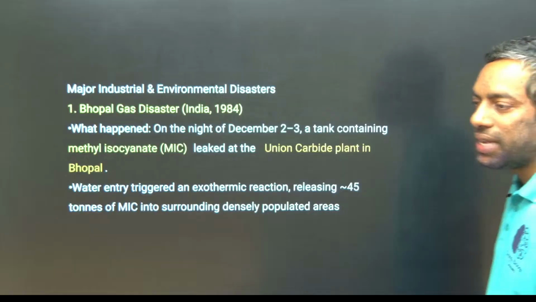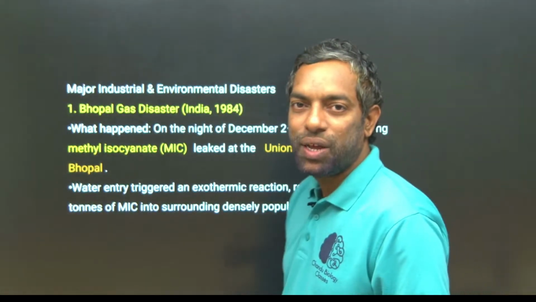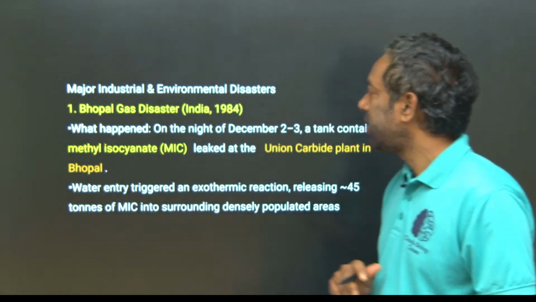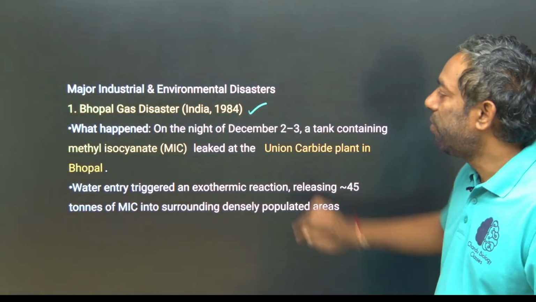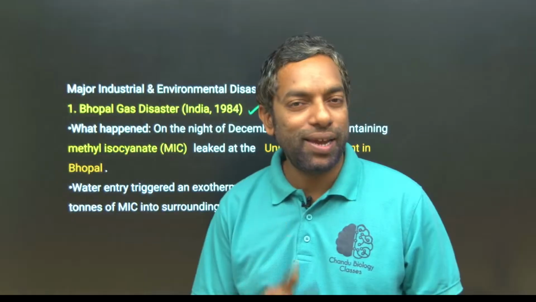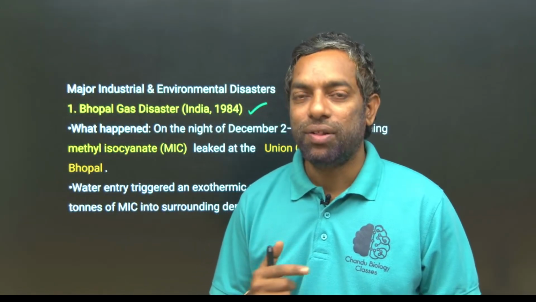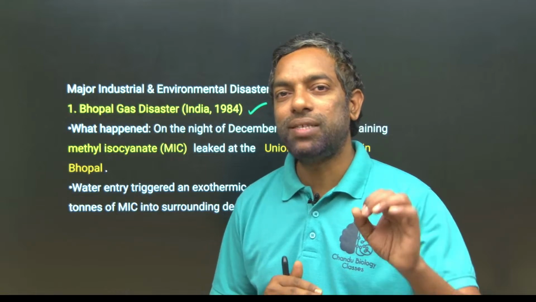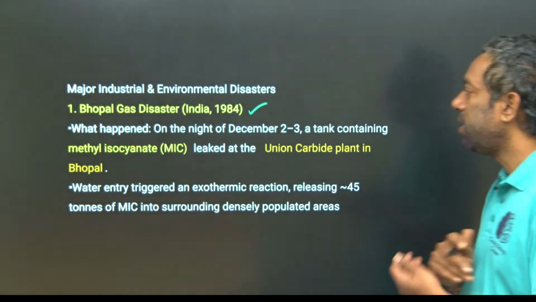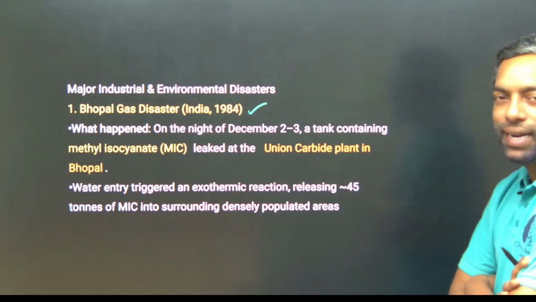Major events that took place recently because of disasters. Bhopal gas disaster in India, 1984. They can ask you the year. Make sure they can ask you the year from this question. Historically, what are the major disasters that took place, the year they can ask you. Bhopal gas tragedy, a disaster in 1984.